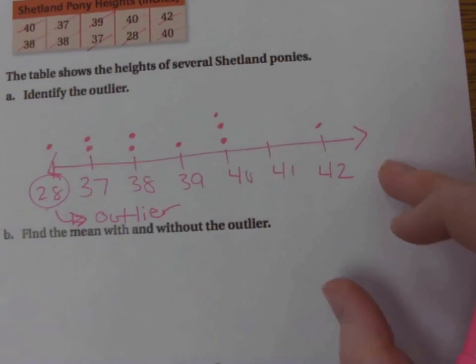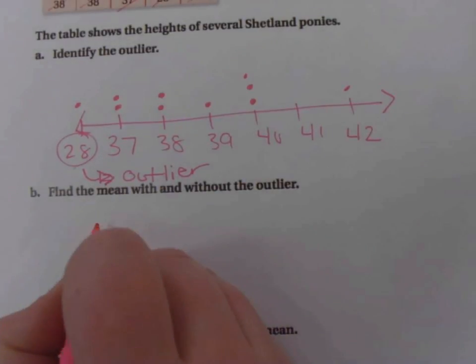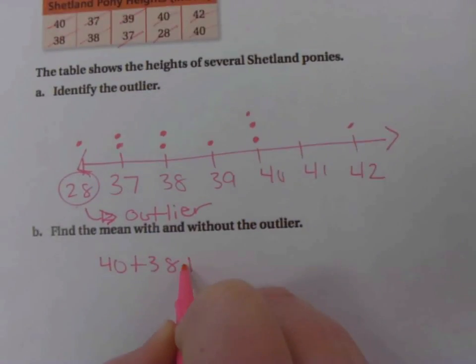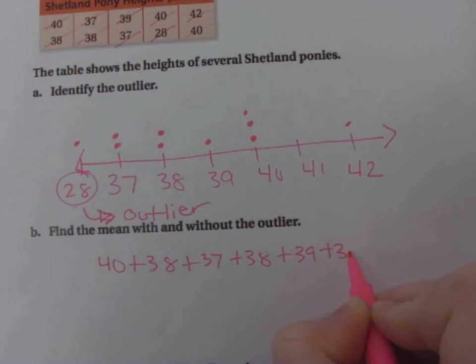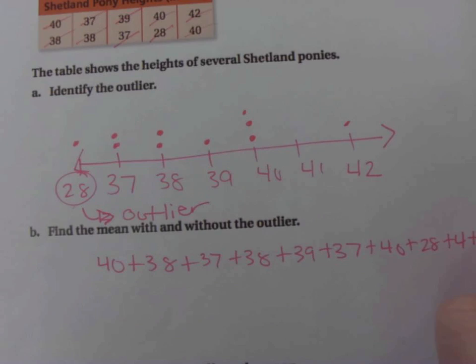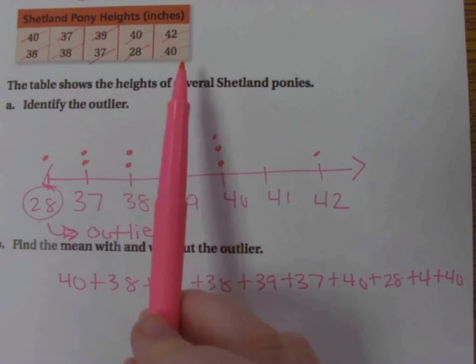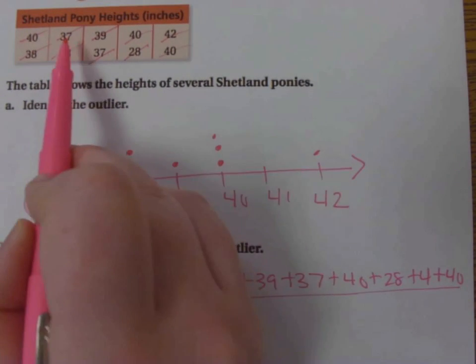So now let's see how that can affect the mean. First it wants us to find the mean with and without the outlier. Let's calculate with the outlier first. We're going to add all these data values together: 40 plus 38 plus 37 plus 38 plus 39 plus 37 plus 40 plus 28 plus 42 plus 40. Then I'm going to divide by how many total we have, which is 2, 4, 6, 8, 10.